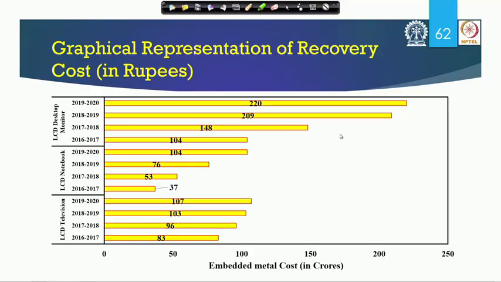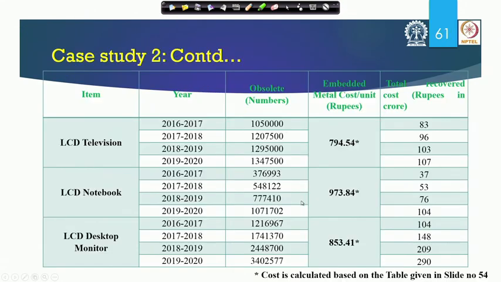So, the same numbers now presented in terms of graphical representation. As you can see, the desktop monitor is kind of leading. The embedded metal cost in crores is 220 crores, which we expect from there. LCD notebook is the next, then LCD television is kind of in the middle compared to LCD television and notebook for 2019. 2020 seems to be very similar, but in other years we see that television will be higher than the notebook, and then monitor will be much higher. So, that gives you the economic assessment of electronic waste.